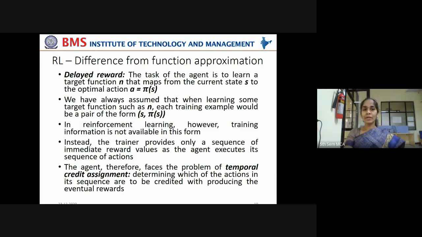But in reinforcement learning, we have the concept of reward, and that reward is not an immediate reward. It is a delayed reward, not a prior reward. Only after some action is taken will the reward be given by the environment, in order to let the agent know whether it has taken an optimal step or not, whether it has performed some optimal action or not, to move from one state to another state.